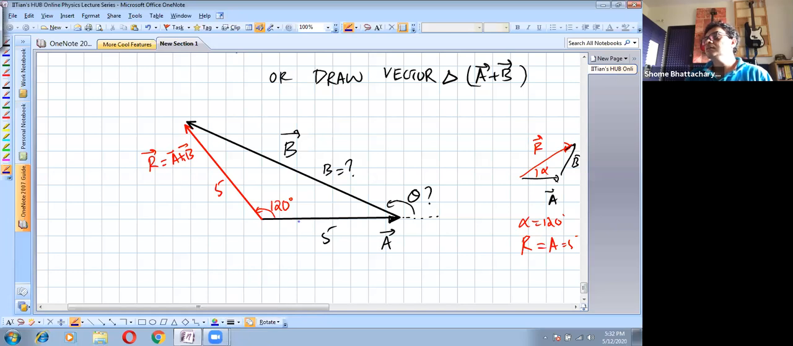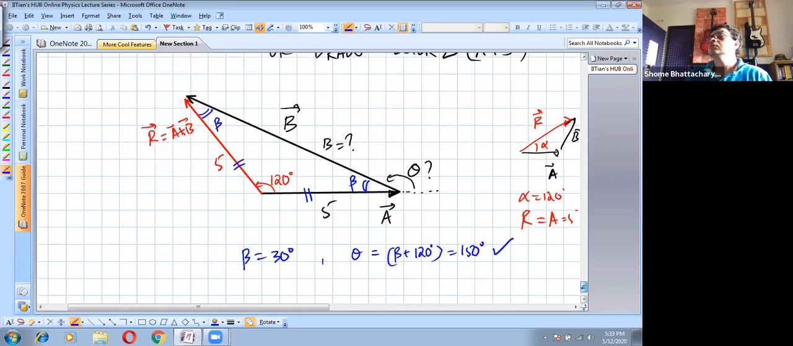By triangle, if this side is equal to this side, then this angle, suppose this is some beta, will be equal to this angle. And this sum should be equal to this. So you can see that beta is equal to 30 degrees because this is 120, and therefore theta is beta plus 120 degrees. So it is how much? 150 degrees.